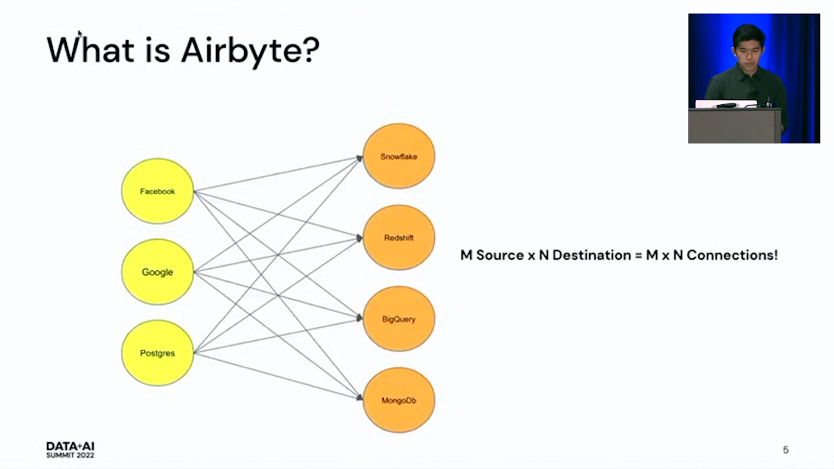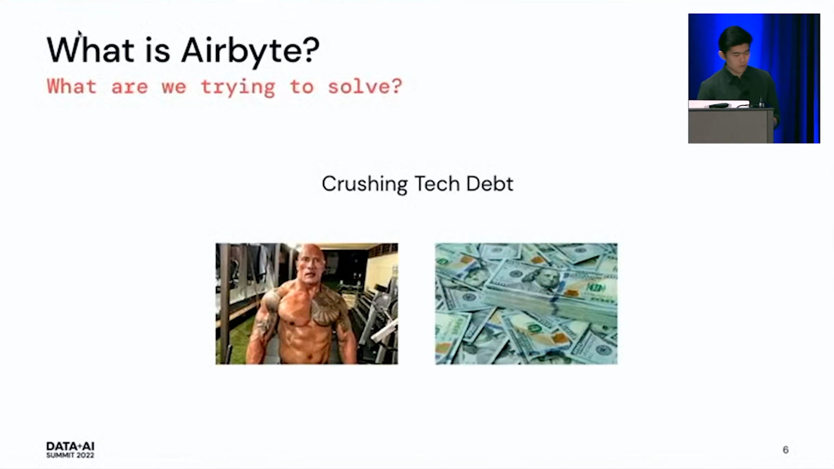Very simply, this diagram just illustrates it. If you have M sources and destinations, this quickly becomes a polynomial problem, where you have to understand every single connector or integration that you need to use, understand, develop, and maintain. And so that is difficult.